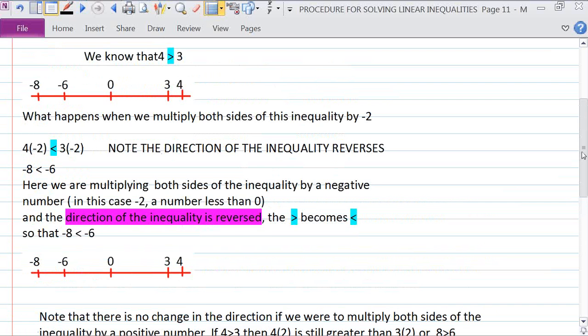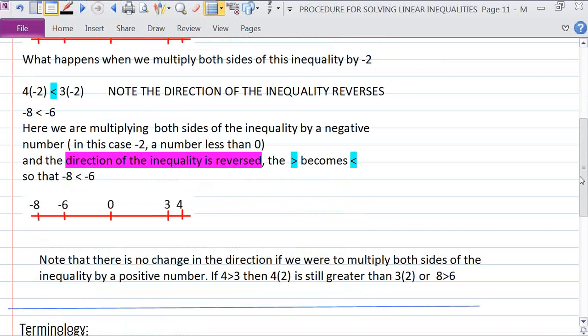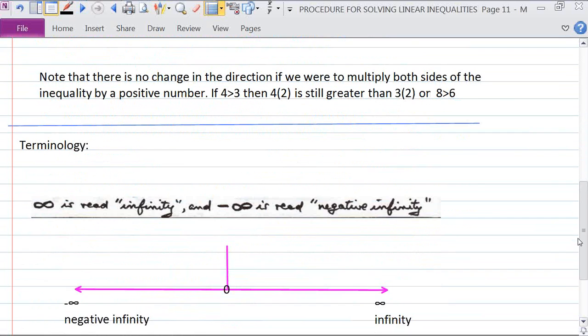So let's review this again. 4 is greater than 3. We multiply both sides by minus 2, and the direction of the inequality reverses. Notice the direction of this greater than becomes less than. And that only happens with a negative number.